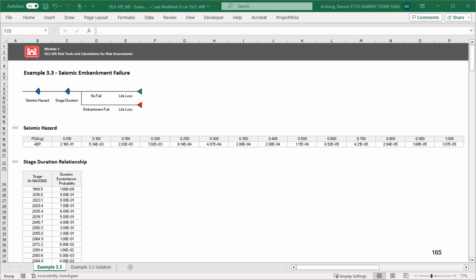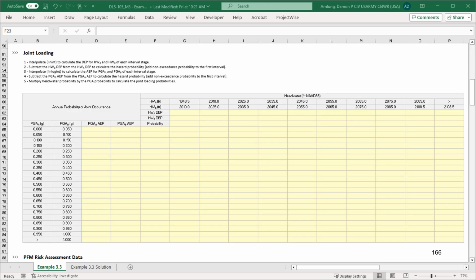This brings us to example 3.3, where we will calculate the risk for a seismic embankment failure mode. Pay close attention to this example because you will be doing very similar calculations for homework 3 at the end of the module. In this example, we are given a simple event tree, the seismic hazard relationship, and the stage duration relationship.